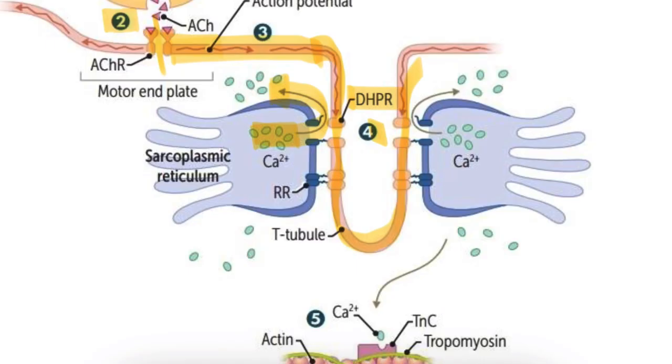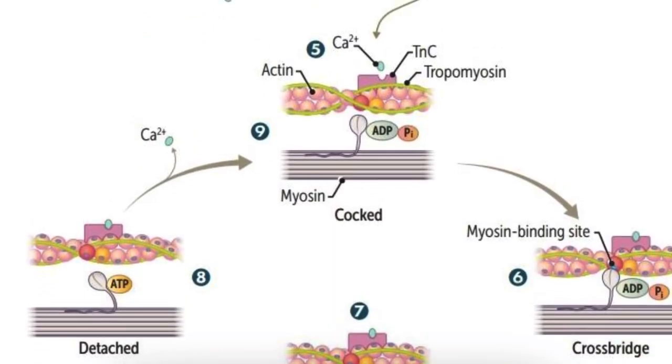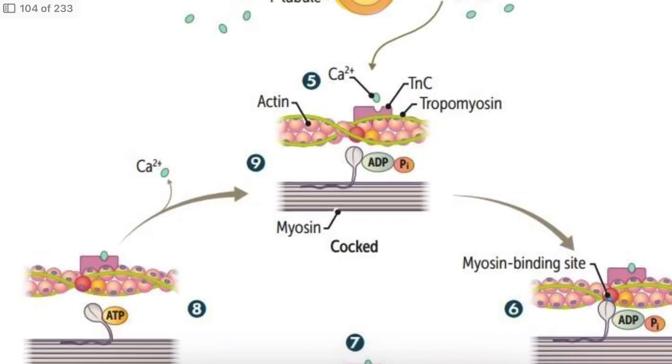Calcium binds to troponin C, which shifts tropomyosin and exposes actin sites. Then myosin binds, and then we can see the power stroke and contraction. We studied all this in cross bridge cycling. Now the relaxation phase. In the relaxation phase, calcium removal is essential for relaxation.